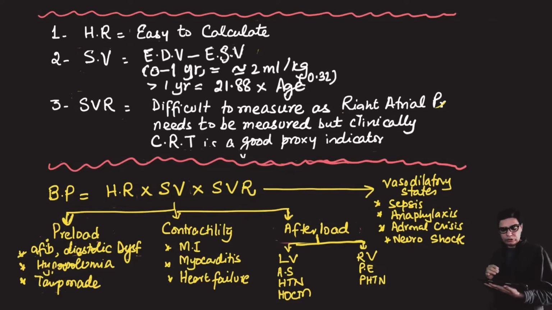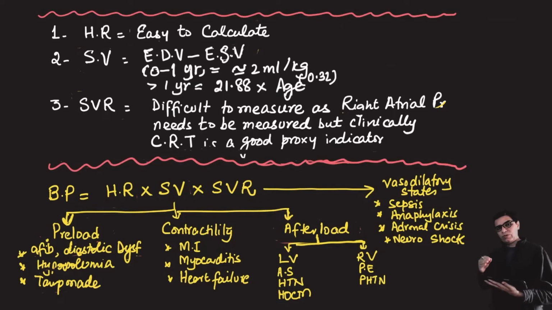For a child from newborn to 1 year of age, it's around 2 mL per kg body weight. So let's say a neonate is born with a birth weight of 3 kilograms, his stroke volume would be 3 times 2, 6 mL. So in every beat, his heart is pumping 6 mL, which is a tiny amount, but obviously you can understand because it's a neonate. And if he is an 8 kg infant, 6 or 7 months old, 8 times 2 would be 16, so his stroke volume would be 16 mL.